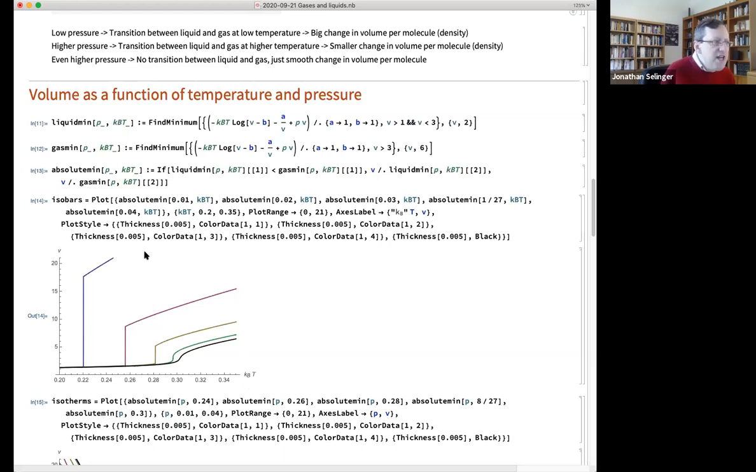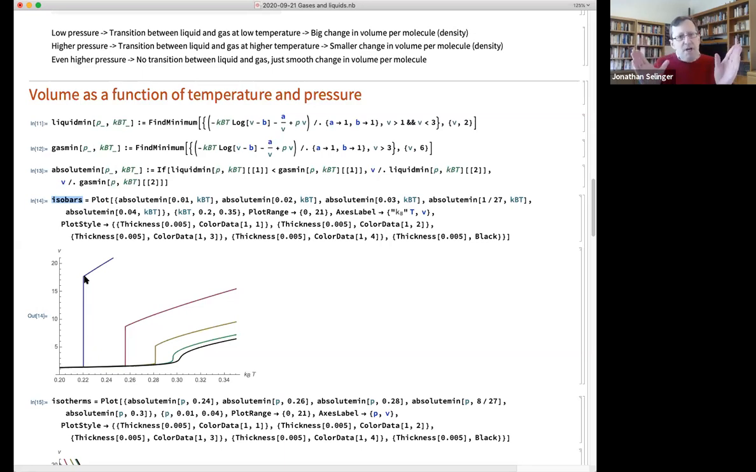Okay. So these things, as a vocabulary word, these plots are called isobars, right? So the word bar is like barometer, it means pressure. So these are plots at equal pressure. So first, here is a low pressure plot there in blue, okay? What you can see in the low pressure plot, at low temperature, we are in the low volume state, that's the liquid. Then we hit this temperature and there's a sudden huge jump in the volume.